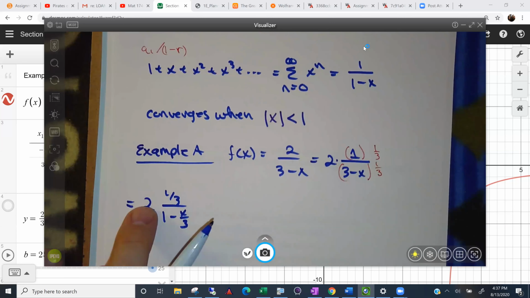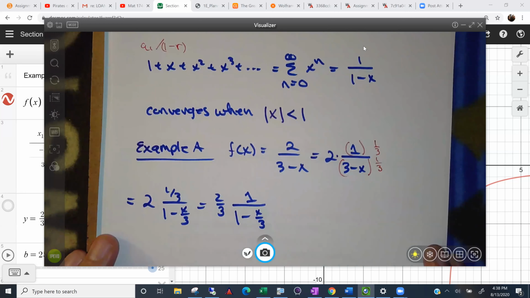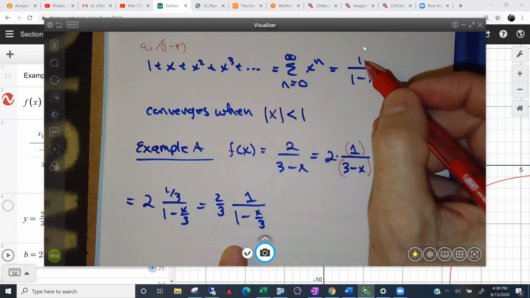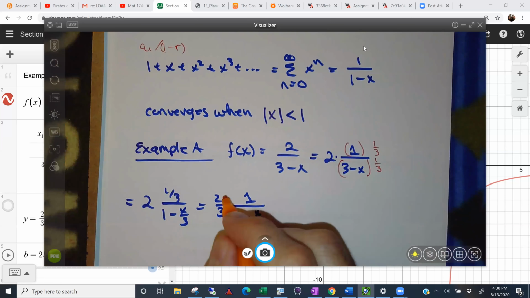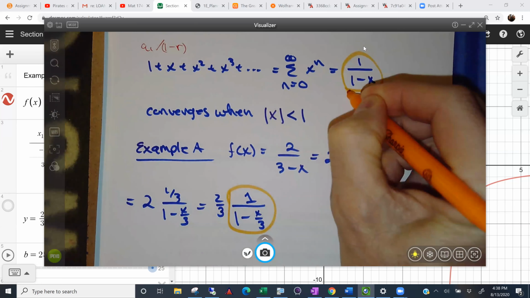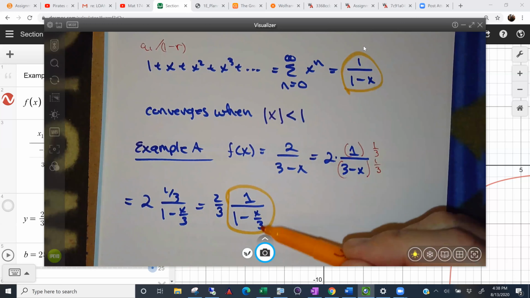Now the 2 times 1/3, I can bring that together and write that as 2/3 times 1 over 1 minus x over 3. That's exactly what I wanted. I wanted something in this form right here. So I worked towards it, and that's what I got. This looks an awful lot like that. The only difference is I've replaced x by x over 3.